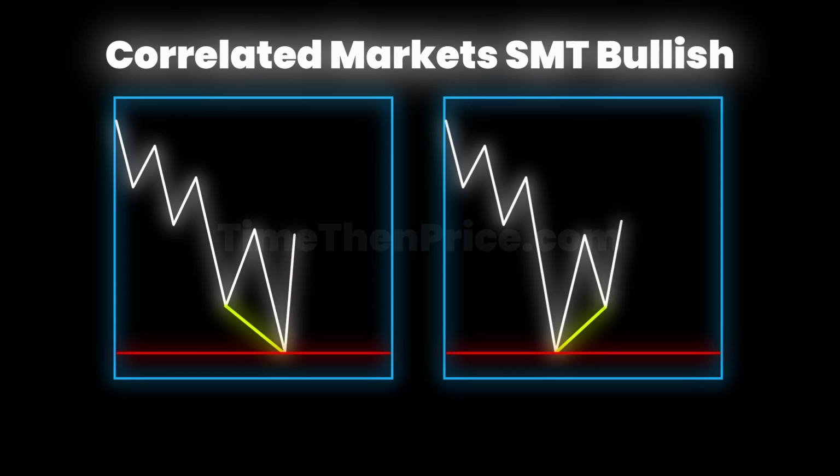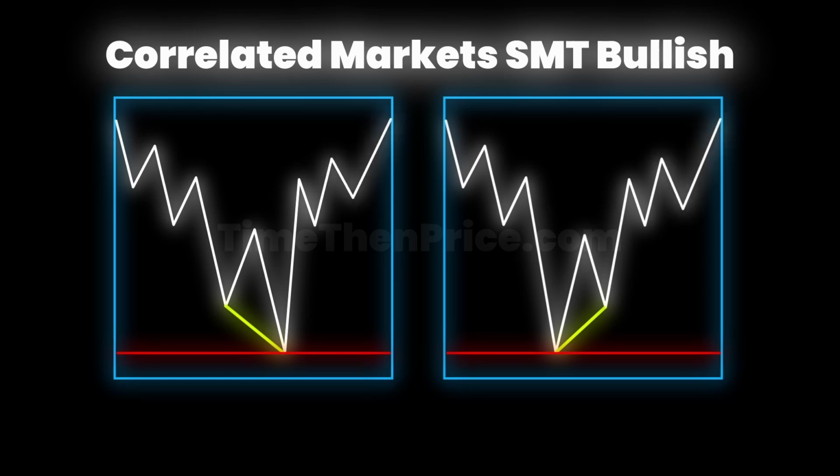After this, we can see the markets begin to make higher highs and higher lows. Order flow has now changed from a sell program into a buy program. We have turned from a bearish market into a bullish market.